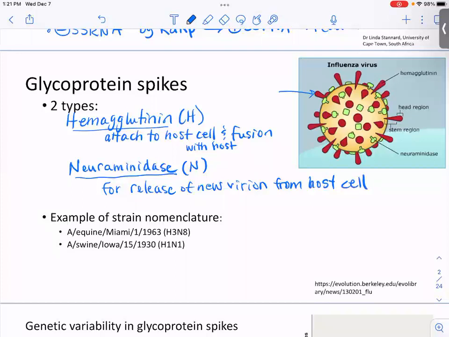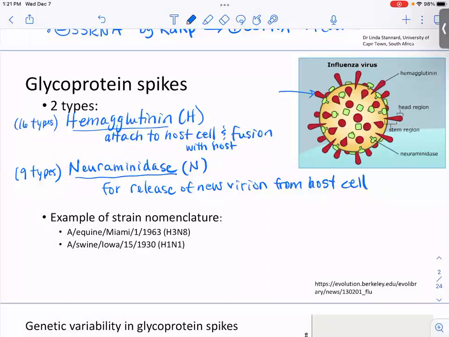Okay, so there are about 16 different types of hemagglutinin in the influenza A viruses and 9 different types of neuraminidase. But not all of those types infect humans. Actually, I said that wrong. So 16 different H's, 9 different N's. This is one of the ways that we name strains of influenza.